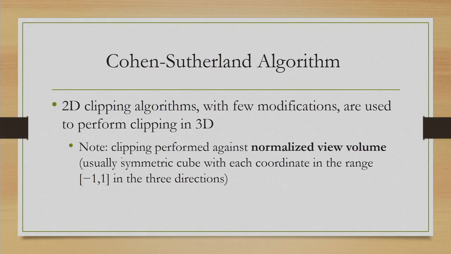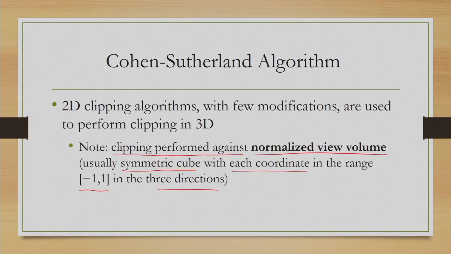Only thing we have to keep in mind is that here we are talking about clipping against a normalized view volume, which is usually a symmetric cube with each coordinate in the range -1 to 1 in the 3 directions. That is the normalized view volume we assume while performing the clipping.